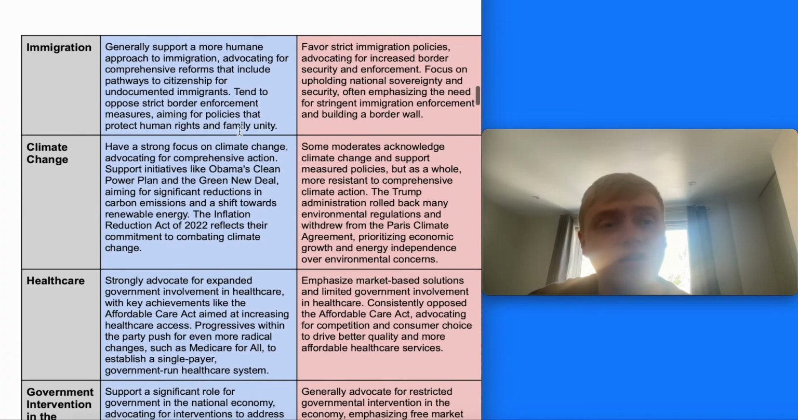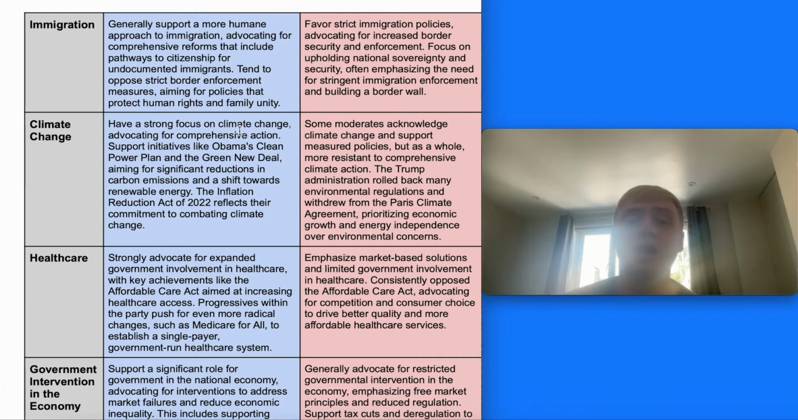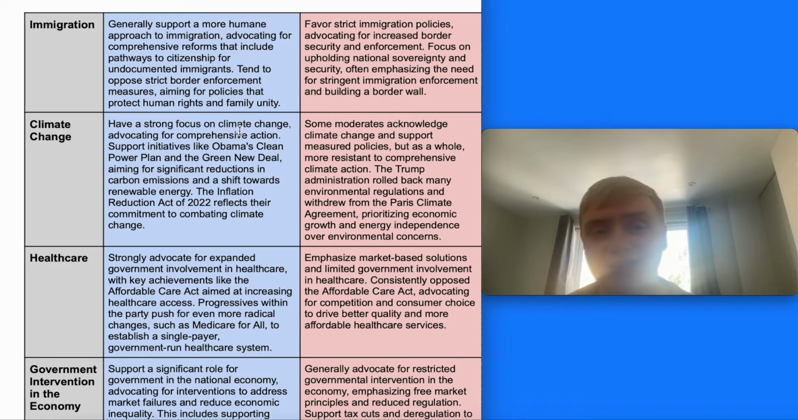In terms of immigration, Democrats generally support a more humane approach, advocating for comprehensive reforms that include a pathway to citizenship for undocumented immigrants. They tend to oppose very strict border enforcement measures, aiming for policies that protect human rights and family unity. Though this being said, they are by no means strongly supportive of unrestricted immigration.